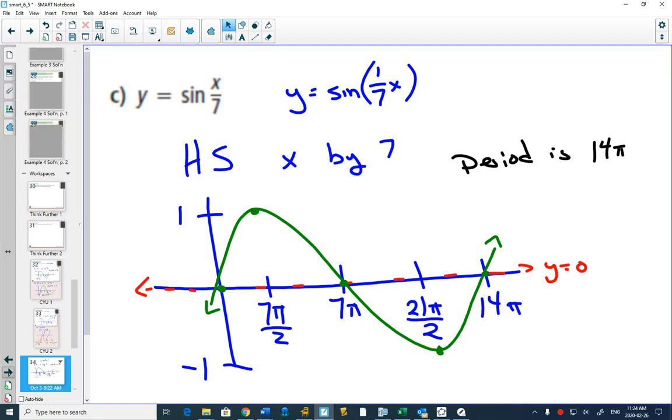So our horizontal stretches and compressions change our period. Makes sense, because you're stretching and compressing it horizontally. Your period that was 2 pi for sine and cos, or your period that was pi for tan, are going to get changed.